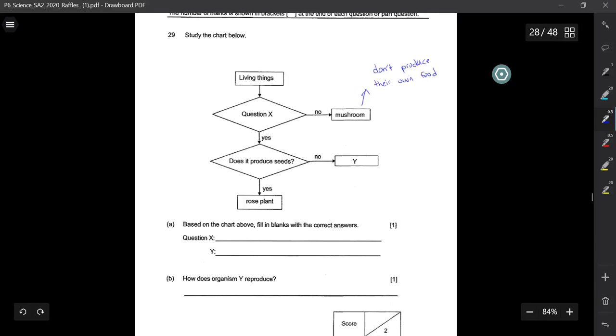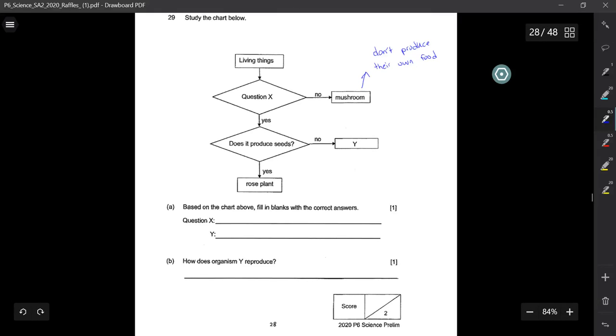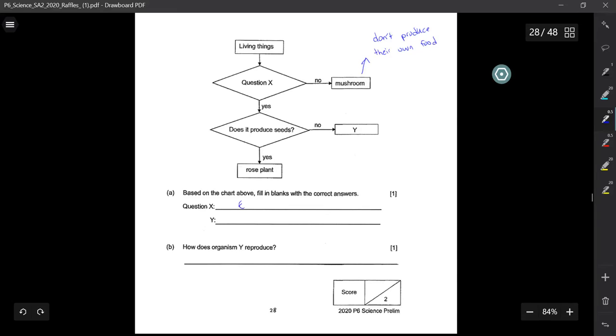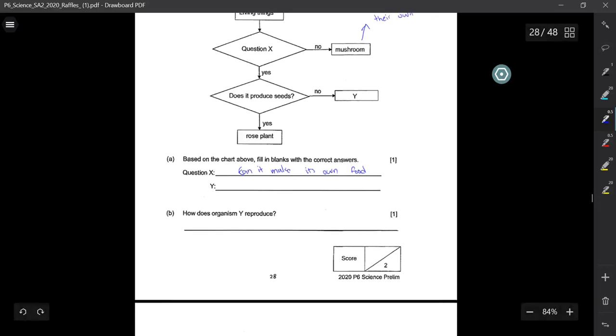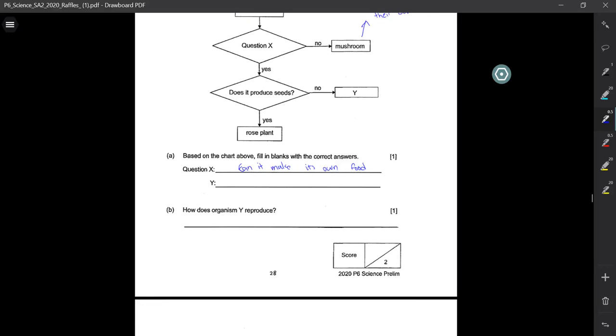So if you think about that, question X can then be, can it make its own food? And so, no, it cannot. So it's a mushroom. Yes, and then does it produce seeds? Yes, rose plant. That would make sense, right? So that seems like it's the correct answer.